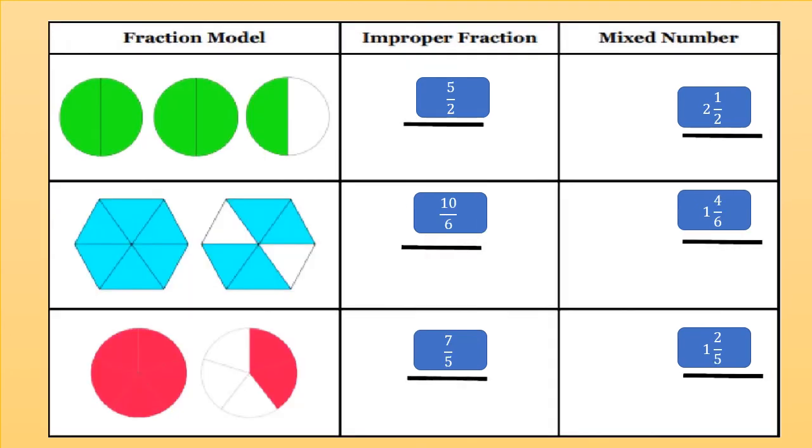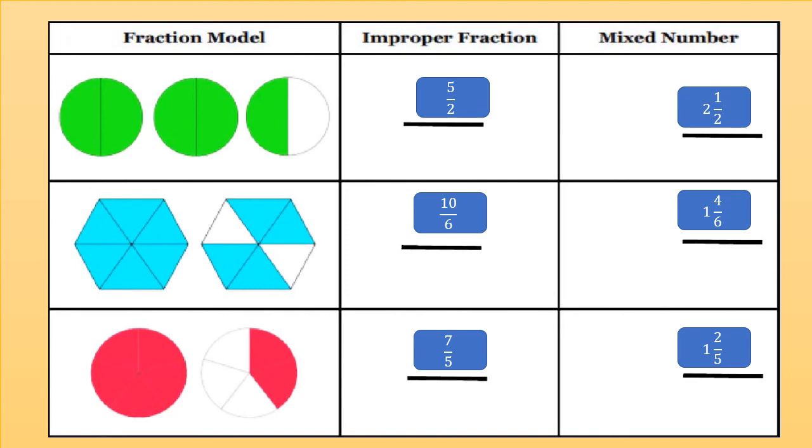Now in this picture, two circles are fully shaded and one is half shaded. So the mixed number will be 2 and 1 by 2. 2 whole and 1 by 2 is the fraction of the third part. And the improper fraction will be, the total number of shaded parts is 5 and the whole is divided into 2 parts, so 5 upon 2. So the improper fraction will be 5 by 2.